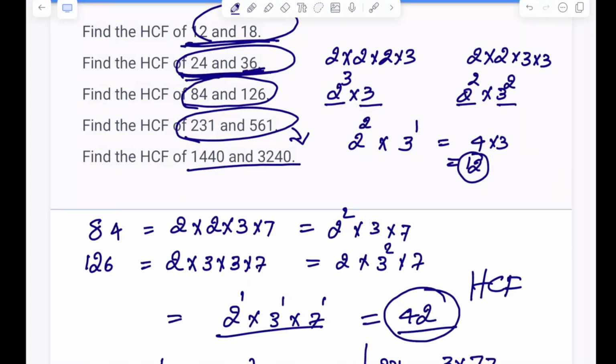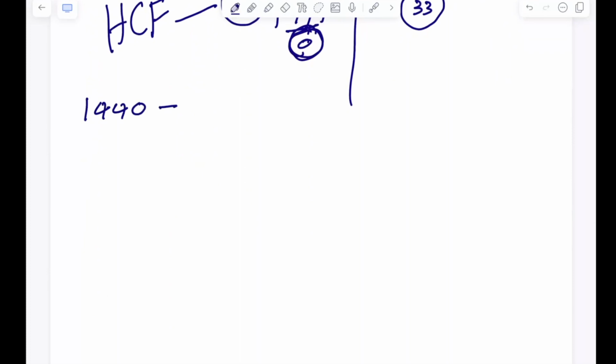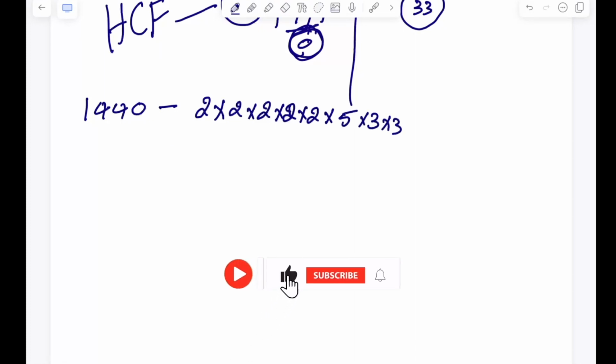Now we'll try to find the HCF for these two numbers, 1440 and 3240. 1440 can be written as 2 into 720, 720 as 2 into 360, 360 as 2 into 180, 180 as 2 into 90, 90 as 2 into 45, 45 as 5 into 9, and 9 as 3 into 3. So this is 2 power 5 into 5 into 3 square.